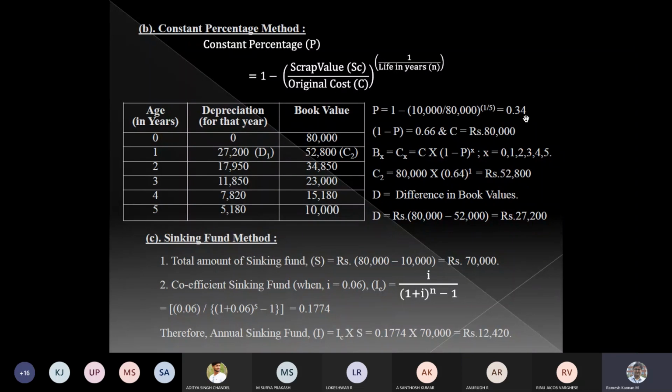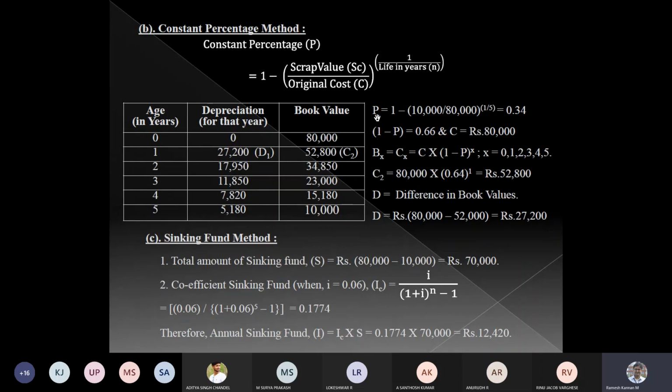So 10,000 divided by 80,000, or we can say 1 minus 10,000 divided by 80,000, to the power 1 by 5. Finally, we got 0.34. I just rounded it to 2 decimal places for simplicity in calculation. But if you do it in Excel, you don't have to round off, it can automatically take the final decimal, right?